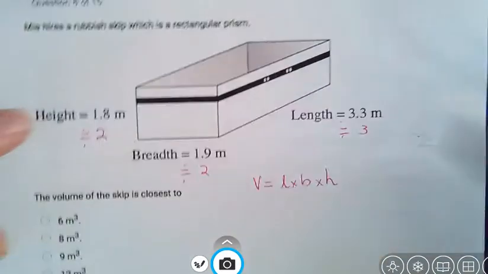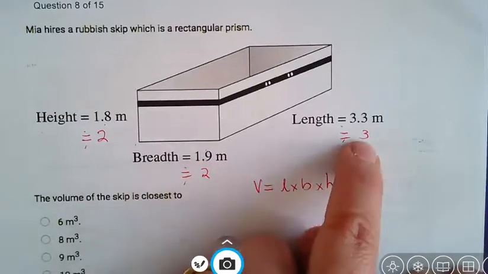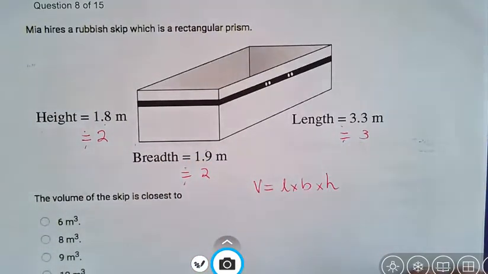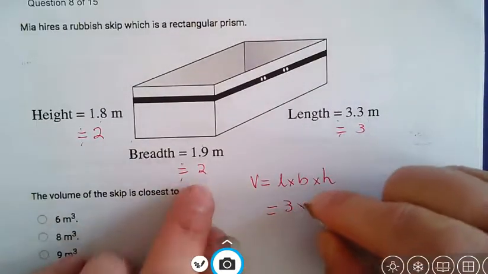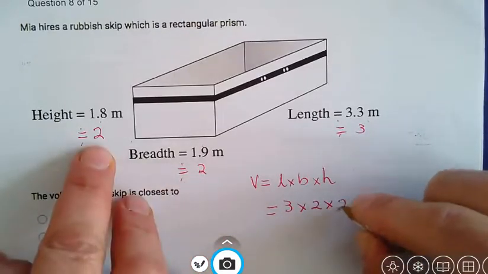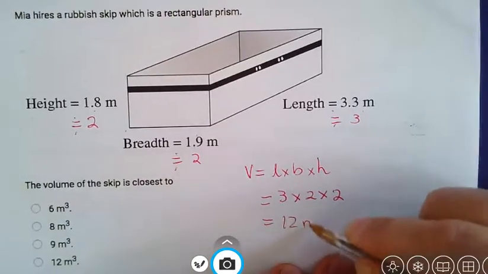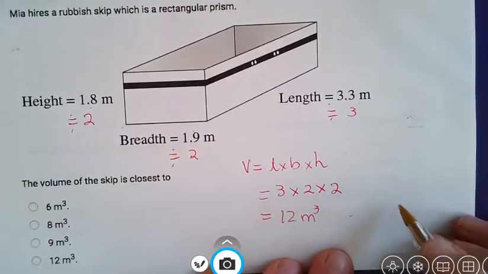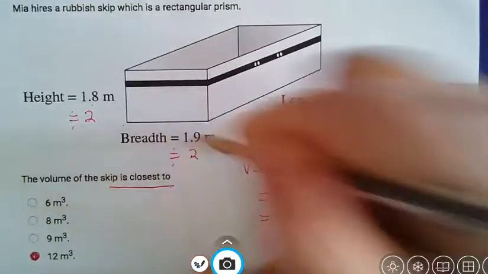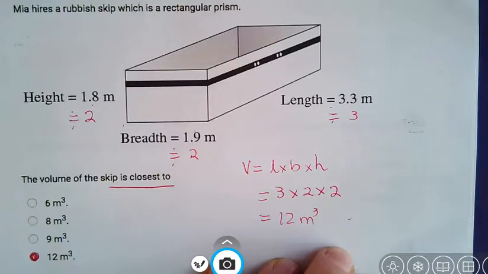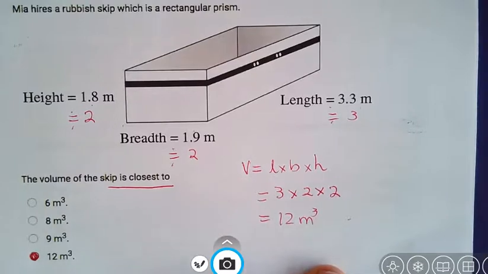And what's good about this, see the height, you made it a bit bigger, you made the breadth a bit bigger, and you made the length a bit smaller. So they sort of even each other out. So length times breadth times height will be 3 times 2 times 2. And what's that? 12. 3 times 2 is 6, times 2 is 12. So it's closest to 12 meters cubed. So you really need to read it very carefully. It's closest to. They don't want you to sit there and do 1.8 times 1.9. You can approximate. Remember, this is numeracy.